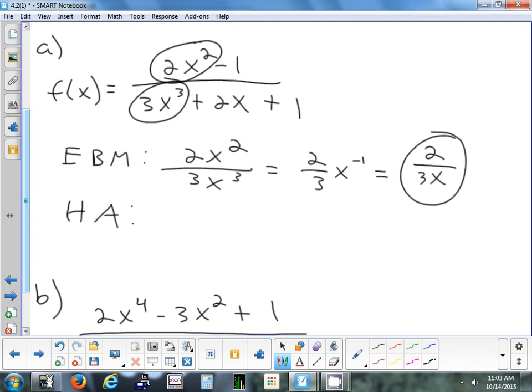If x was like 1,000,000, plug it in, you'd have 3 times 1,000,000, that's 3,000,000. 2 divided by 3,000,000 is extremely small. And it's getting closer and closer to what number really? Debbie? 0. So your horizontal asymptote here is at 0. Same thing happens if you go towards negative infinity. It'd just be like 2 divided by negative 3,000,000. Still very, very small.